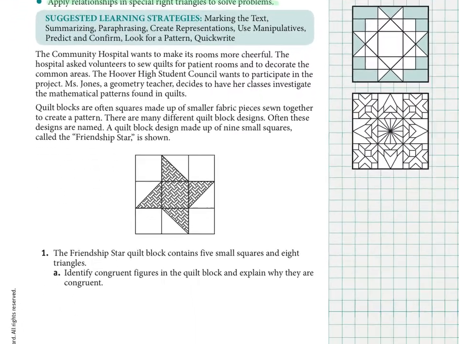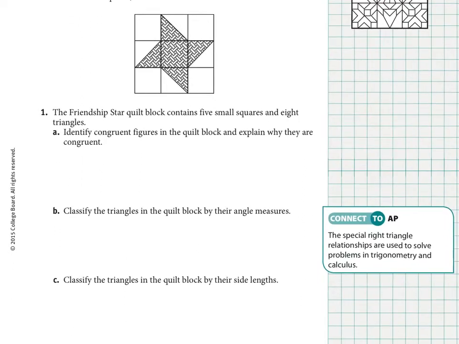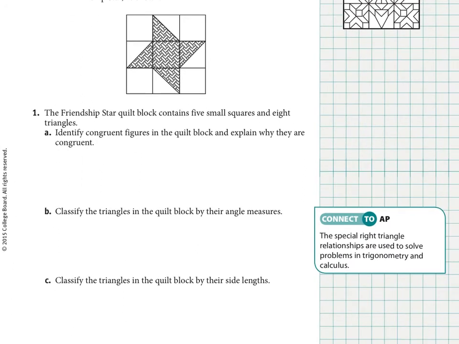Let's go ahead and continue downward to see what we are going to be focused on and how we can relate this to a mathematical connection. The friendship star quilt block contains 5 small squares and 8 triangles. So if we can see within the picture, we know that there's 9 blocks. We can see that there are some small squares, 1, 2, 3, 4, 5 squares, and then we can see the 8 triangles. We have 1, 2, 3, 4, 5, 6, 7, 8. So that's how they divided up the 9 blocks.